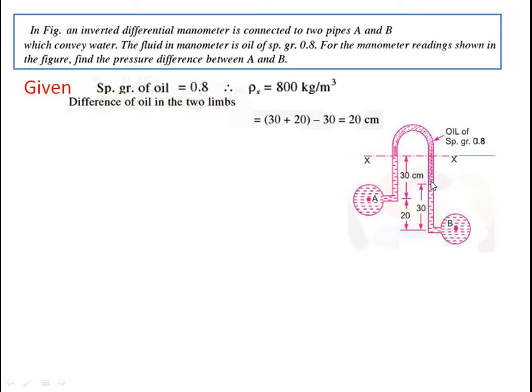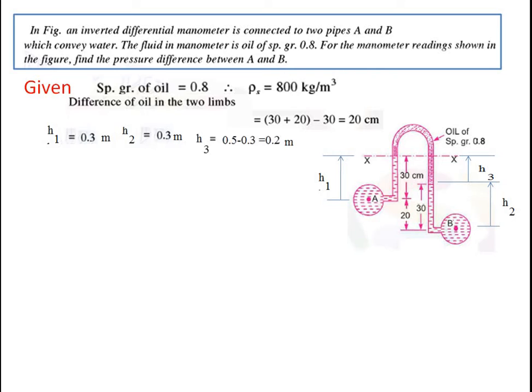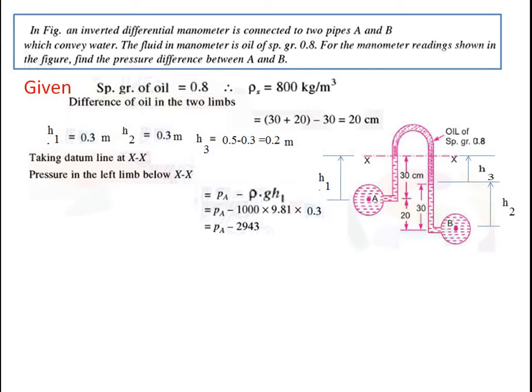So the height of the oil level with respect to the reference line in the right limb is 20 cm. So H1 is 0.3 meter, H2 is 0.3 meter, and H3 is 0.2 meter. Now with respect to datum line XX, the pressure in the left limb below XX is given as PA minus rho 1 g H1, so it is PA minus 2943. The pressure in the right limb is PB minus rho g H2 minus rho g H3.